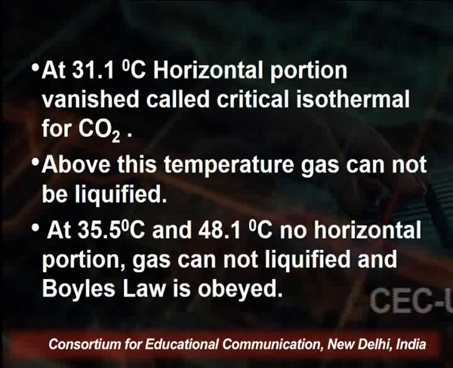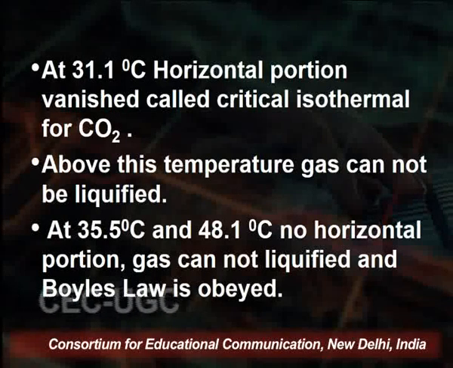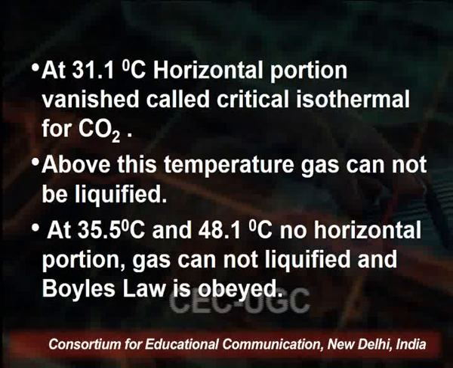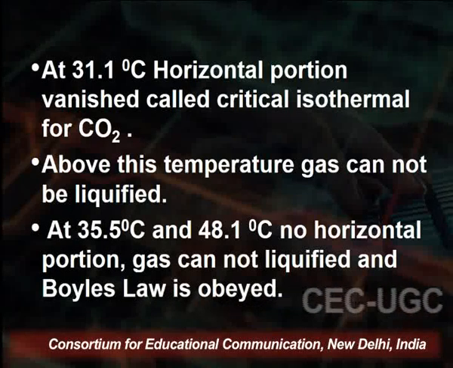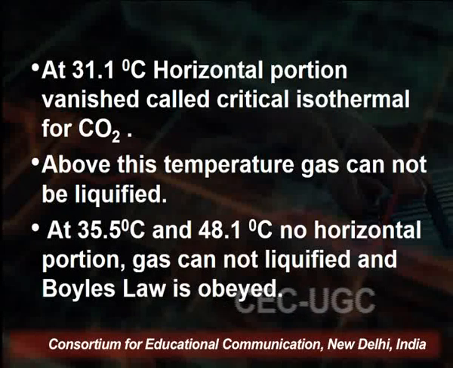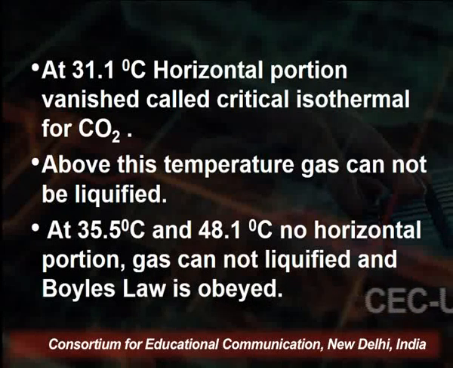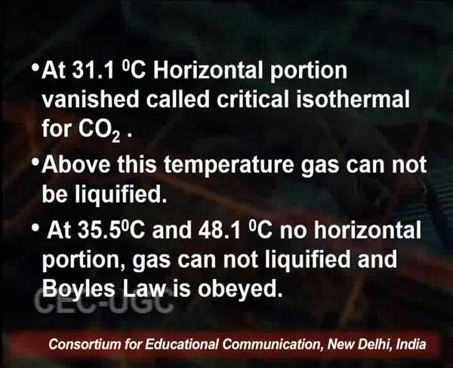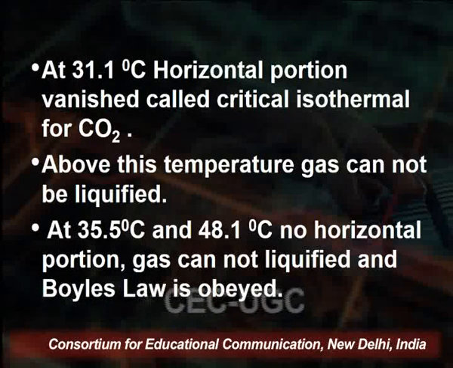It means the isotherm at 31.1 degrees is very, very important, because in this isotherm, the horizontal portion which is occurring in the lower curves totally vanishes. This is called the critical isotherm for carbon dioxide, because something different is happening above it and something different is happening below it. So this is the changeover point.